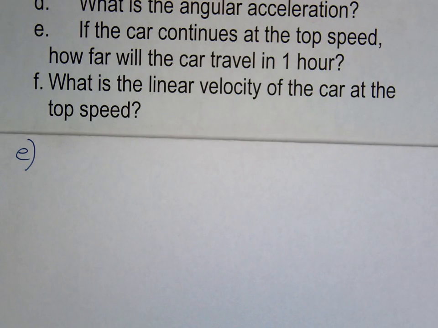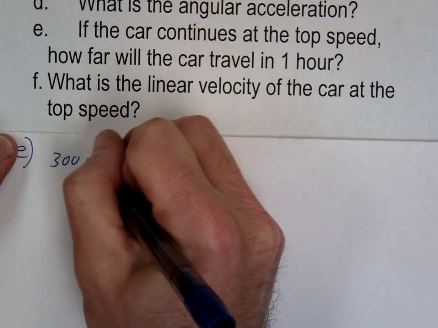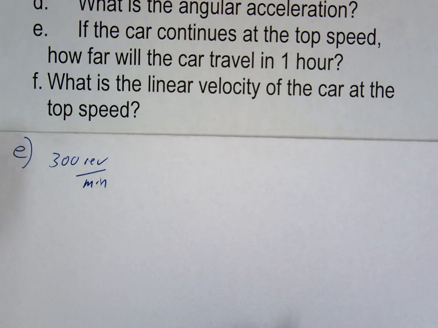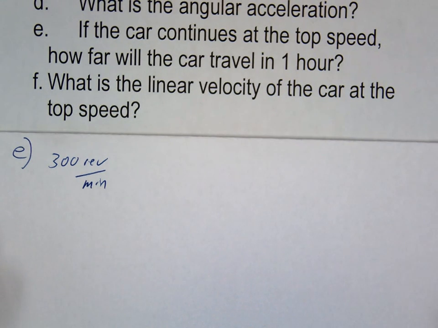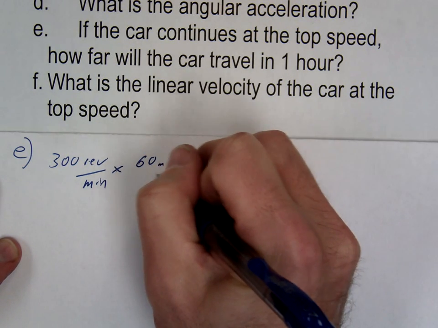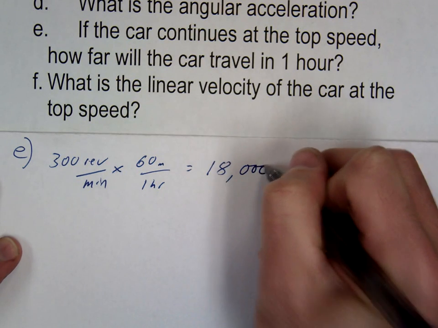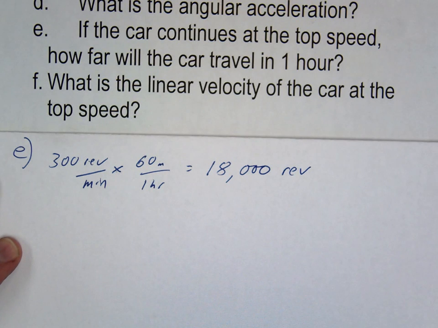So if we went 1 revolution, we would go 1 circumference. Well, what if we went 300 revolutions? How far would it go? 300 circumferences. Okay, so we would go 300 of those, right? So let's figure that out. We're going 300 RPMs, so that's 300 revs per minute. Actually, I asked for 1 hour, right? So let's figure out how many it's going to be in an hour. So 60 minutes in 1 hour equals 18,000 revs in 1 hour.